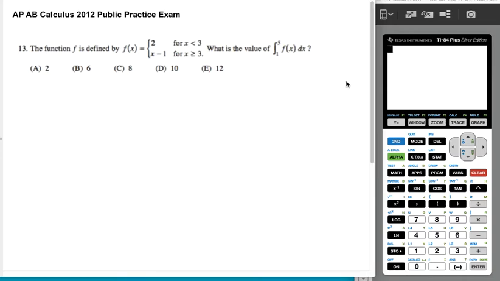All right, so we're given a piecewise function f, and we are asked to integrate that function from 1 to 5. Notice that the two functions trade off at 3, right? So the function is just a 2 until we hit 3, and then it becomes x minus 1. So basically, we just have to integrate two pieces, right?